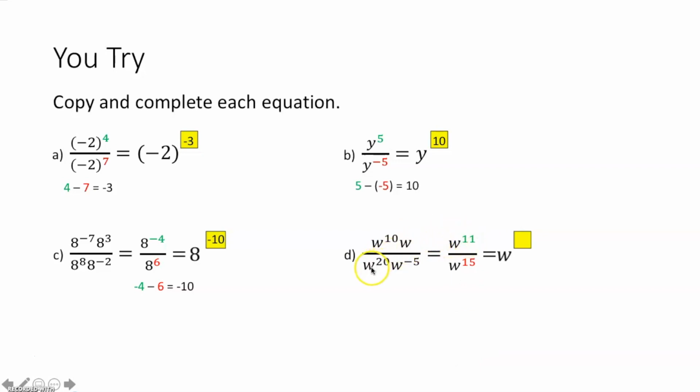And then in our denominator, w to the 20th times w to the negative 5th, we multiply like bases. That means we add these exponents together. So 20 plus negative 5 is going to be 15. Now when we are dividing like bases, we subtract the exponent. So what's 11 minus 15? That's going to be negative 4. So our final answer should be w to the negative 4th power.